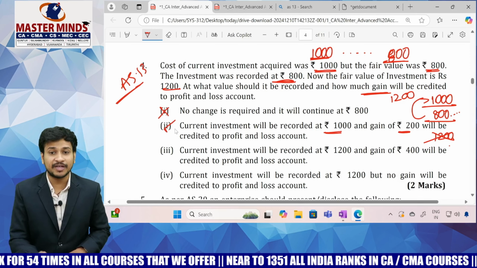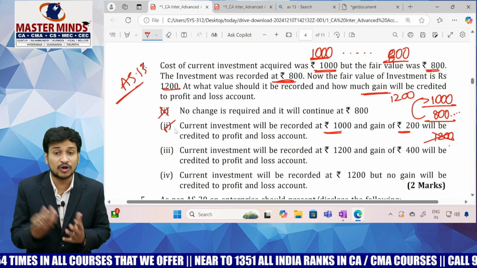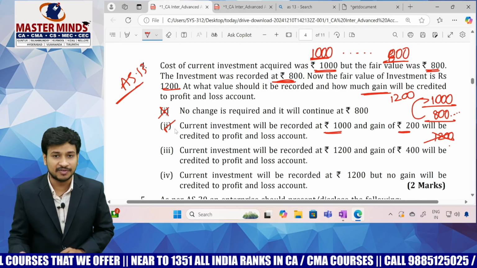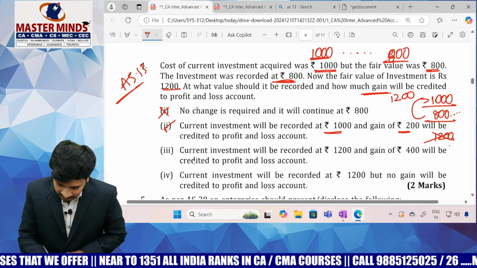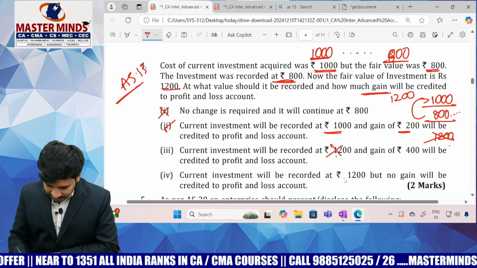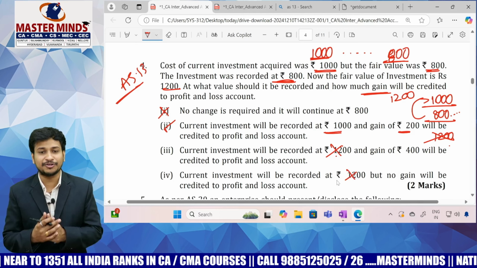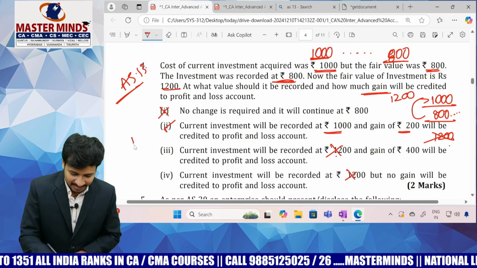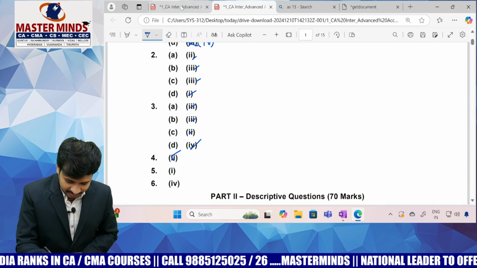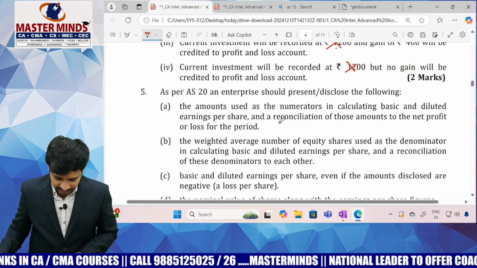But let me find if a more perfect and clearer answer is there. Like, initially 200 is charged and then 200 is reversed. But let me check out: current investment is recorded at 1200. No, that's prima facie wrong. Recorded at 1200, so wrong. No need to check further elements also, and hence the second bit is correct. Second bit is correct. Let me go with the fifth one.